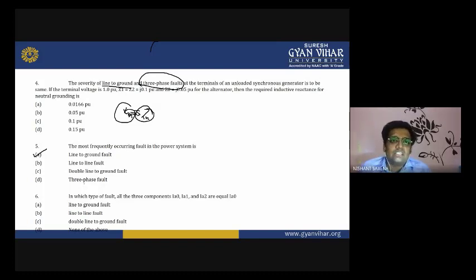In the sixth question, it has been said in which type of faults all the three sequence components Ia0, Ia1 and Ia2 are equal. In which type of faults? The currents are equal. It is none other than the line to ground fault.